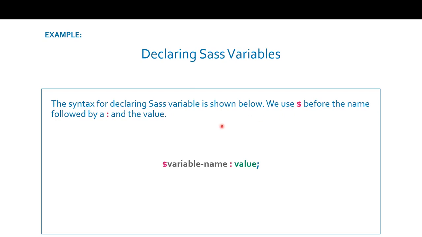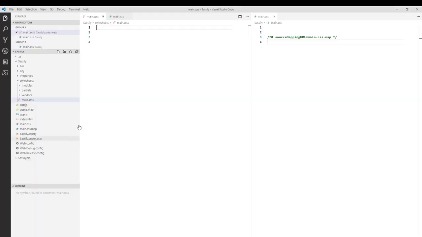So how do we declare a Sass variable? This is basically how to declare a Sass variable. We start with a dollar sign, followed by the name of the variable, then a colon, then the value we want to assign to the variable, and then our semicolon. This is basically the syntax of declaring a variable. Just note that in this case, I'm declaring and assigning a value to the variable, but normally this is just how to declare a variable. Let me just open the IDE and show you.